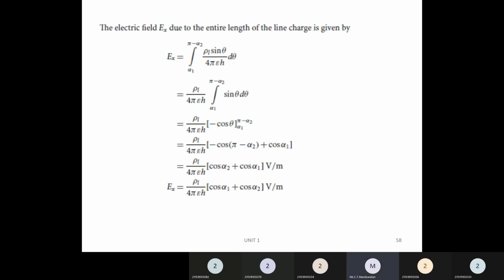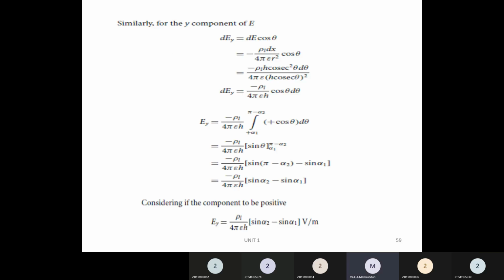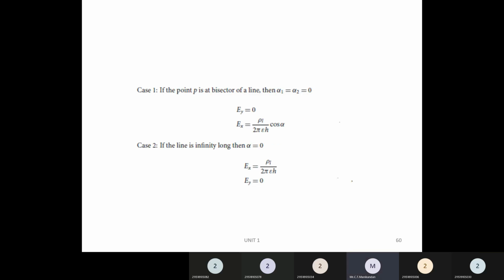So along the x-axis, you have rho L by 4 pi epsilon h into cos alpha 1 plus cos alpha 2 volt per meter. Along the y-axis, the electric field is given by rho L by 4 pi epsilon h into sin alpha 2 minus sin alpha 1 volt per meter. The above equations are satisfied for the finite line.